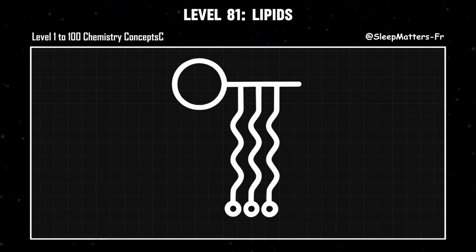Level 81. Lipids. Lipids are the silent energy banks of your body. They are the fats and oils that keep you alive. But they are not just a source of energy, they are also the protective layers that surround your cells. They are the padding that keeps your organs safe. They are the insulation that keeps you warm. But lipids have a bad reputation. People think of them as unhealthy, as something to avoid. But that is not the whole story.